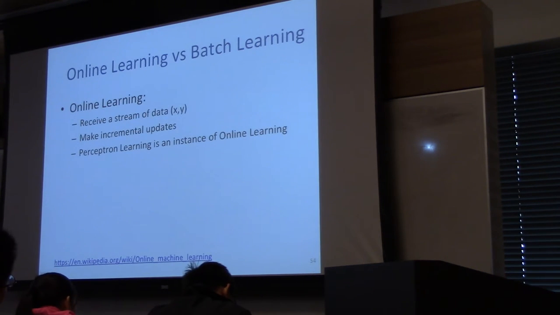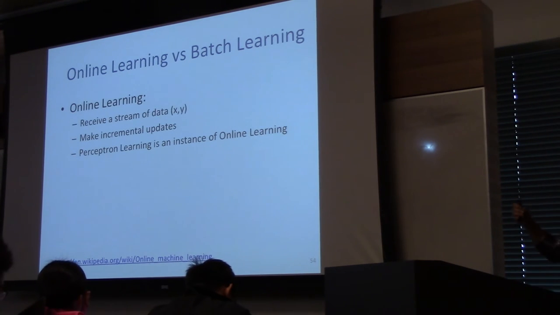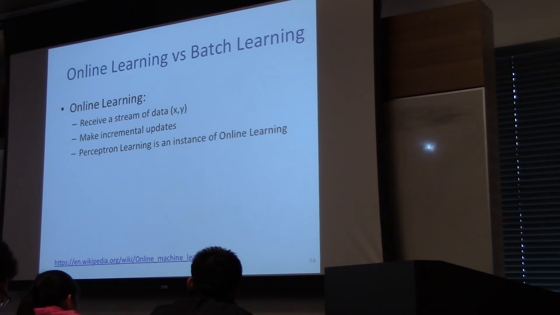So, within machine learning, there's a concept of online learning versus batch learning. In online learning, the learning problem is defined as the learning algorithm receives a stream of data. It doesn't see all the data at once. It sees a stream of data, and it may choose to make incremental updates to the model as it sees this stream of data. So perceptron learning is an instance of online learning.